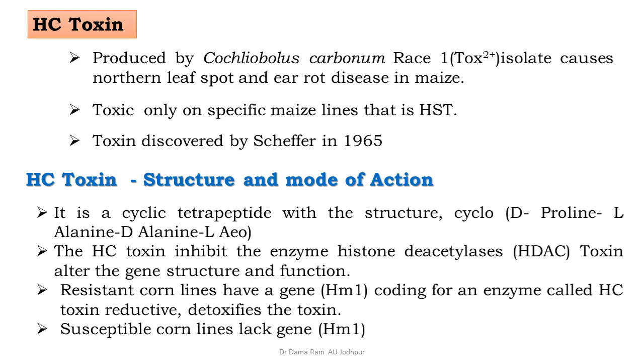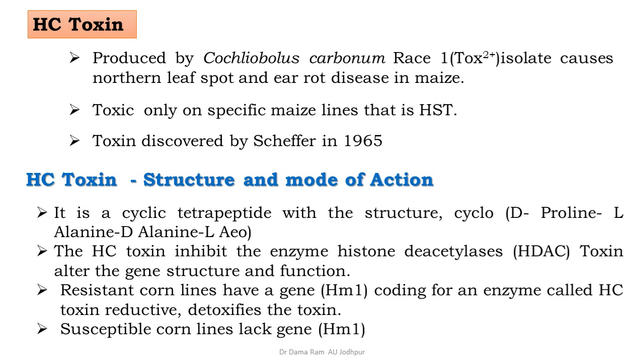It is produced by Cochliobolus carbonum race 1 isolates, and it causes northern leaf spot and ear rot in maize. The anamorph of Cochliobolus is Bipolaris, Helminthosporium carbonum. It is toxic only on specific maize lines, which is why it is a host-specific toxin, and the toxin was discovered by Scheffer in 1965.